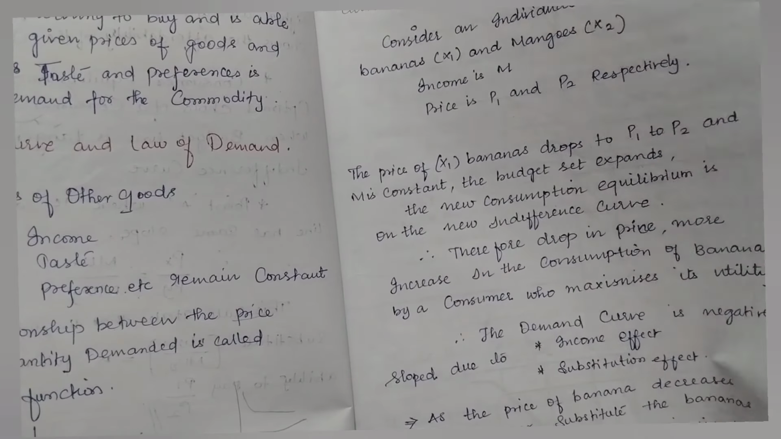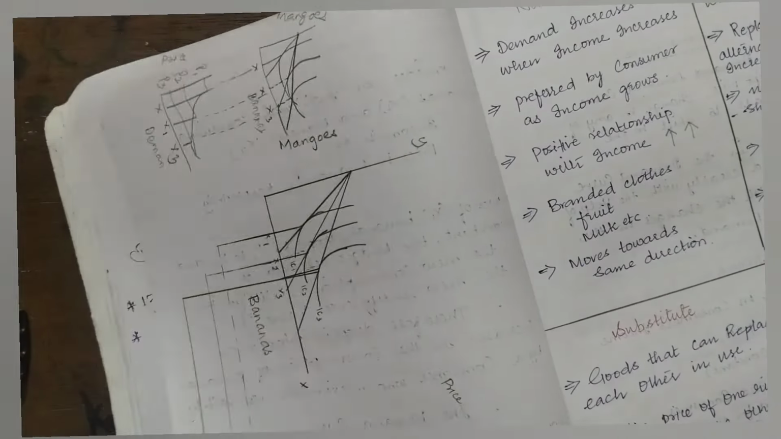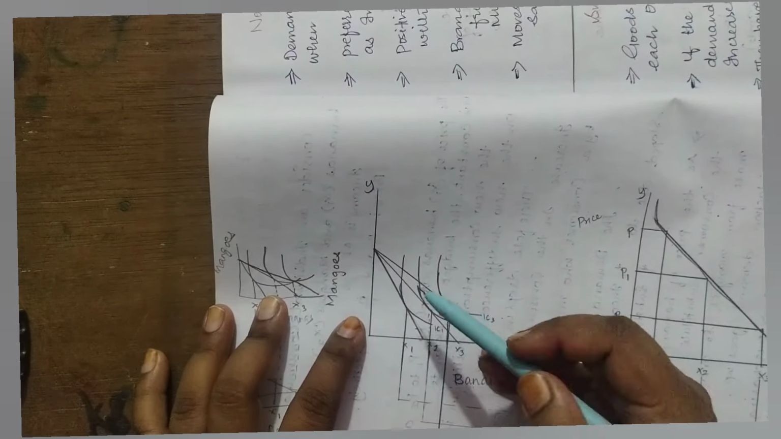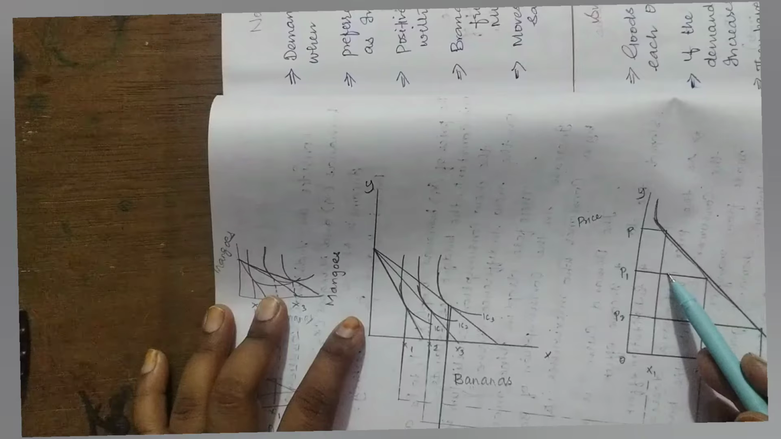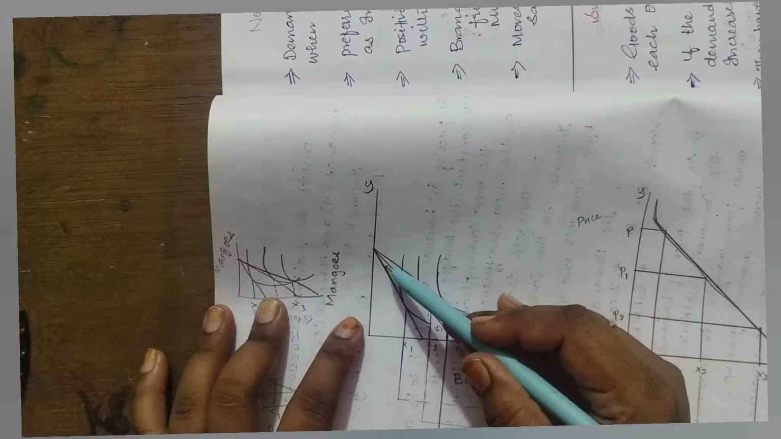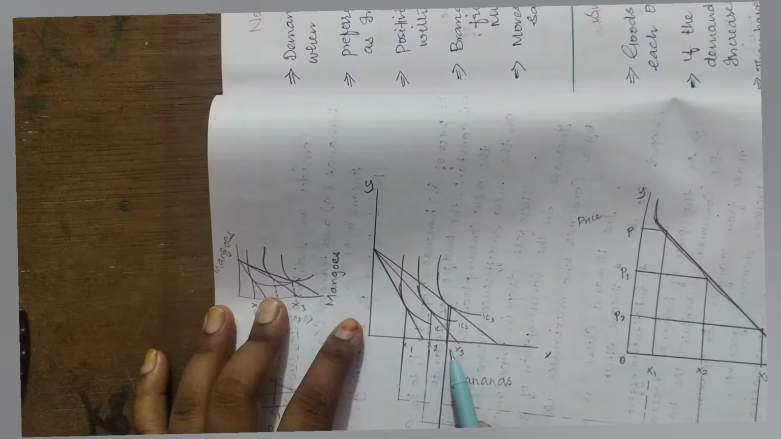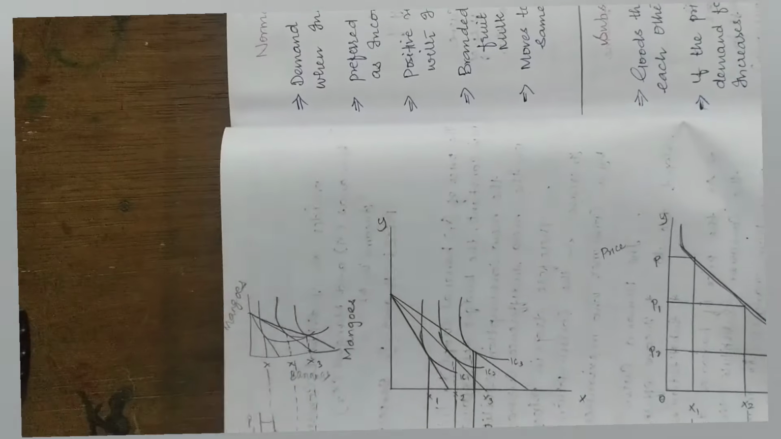When the price starts to drop, the budget set automatically increases. If the price drops from P to P1, it gives you more opportunity to buy more bananas, so your indifference curve moves higher. When the price of banana decreases to P2, the budget set expands again, and your indifference curve moves higher. So you are able to buy more bananas with the available income and you get greater satisfaction from it.